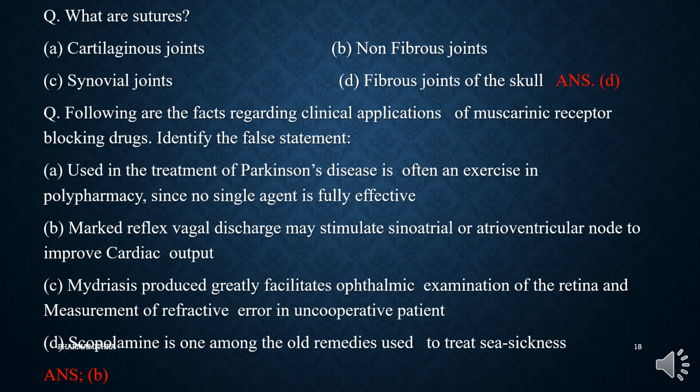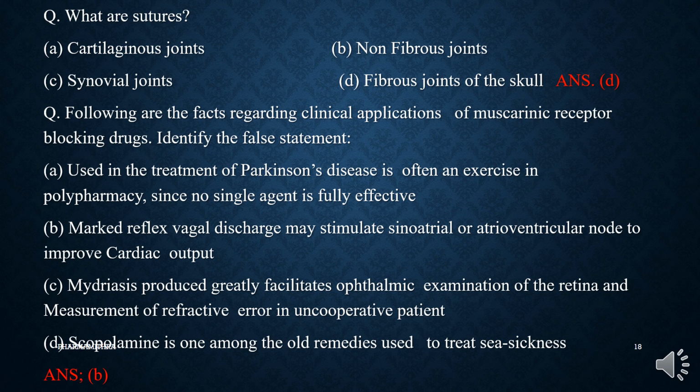What are sutures? The sutures are related to the fibrous joint of the skull. Option D is the right answer. We know the different sutures: frontal, sagittal, lambdoidal, squamous, like that. So these sutures are fibrous joints of the skull. Option D is the right answer.